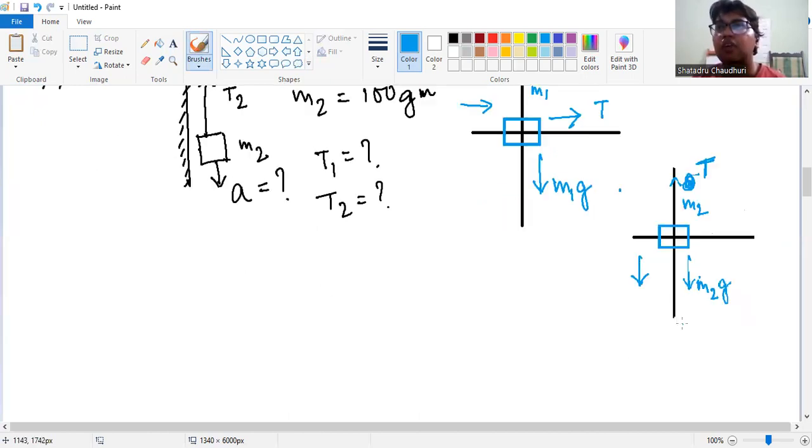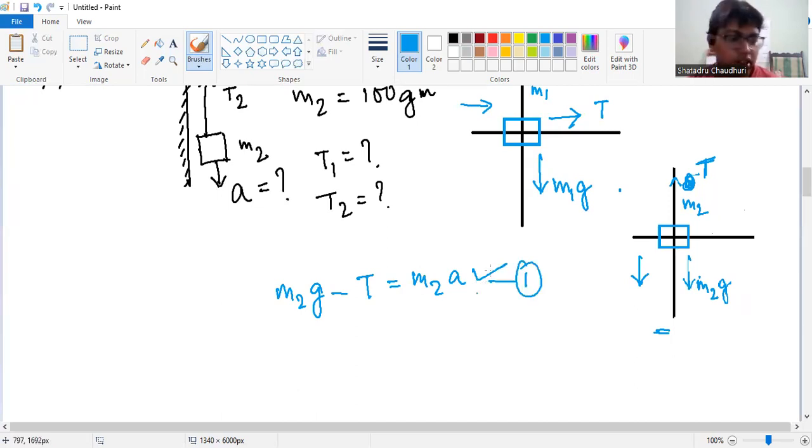So if this is my free body diagram, from where I will start? यहाँ पे M2G is actually, since the body is moving downward. So हम लोग ये second free body diagram से इक्वेशन सेट कर सकते हैं कि M2G minus T equals to M2A, because the body is moving downward. So difference between M2G and T is equal to the movement of the body. So M2G minus T equals to M2 into A. This is my first equation.